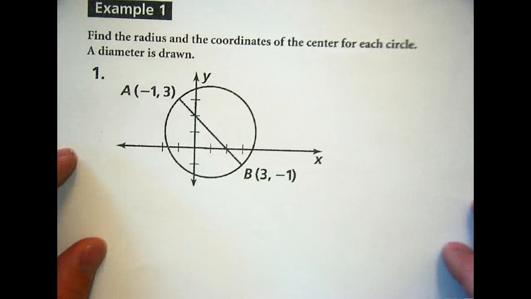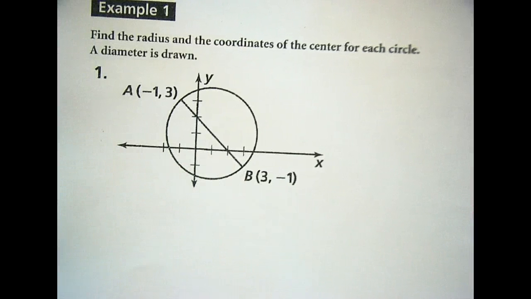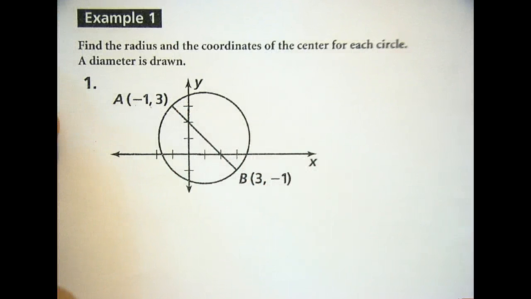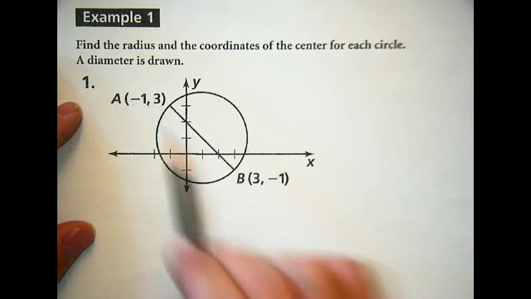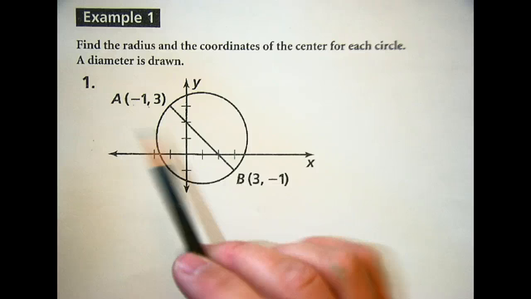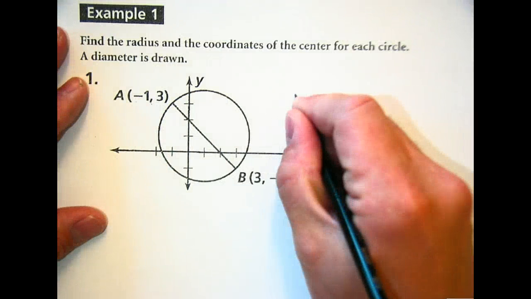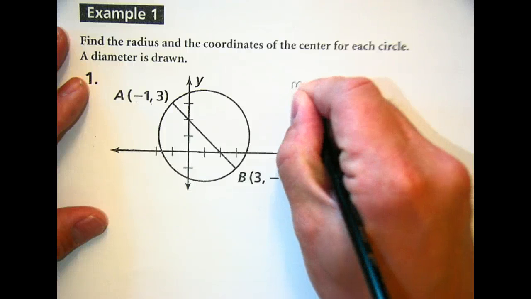What are our thoughts? Bethany. Well, to find the center, what I was thinking was that you find the distance between the two and then divide by 2. Okay, so we could find the distance between these two and divide by 2. How many had something similar to that? Okay. How many said use the midpoint formula? Okay. Either way works. You can find the distance, use the distance formula and cut in half, or use the midpoint formula.